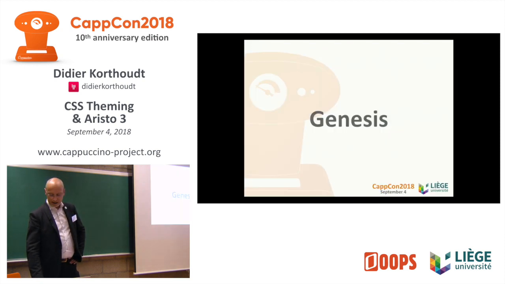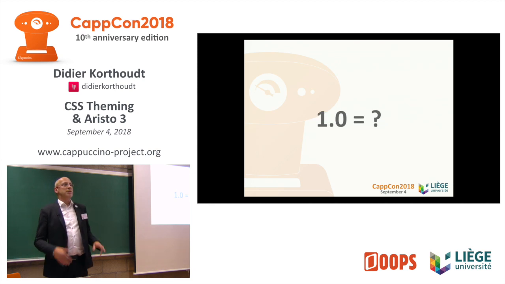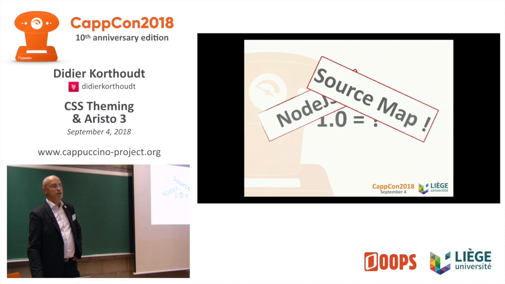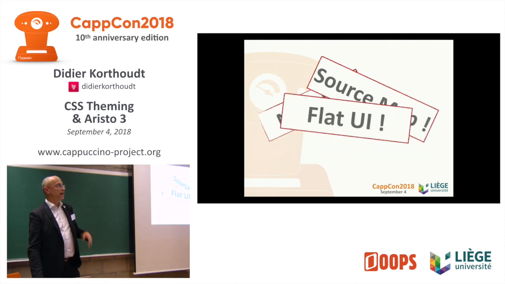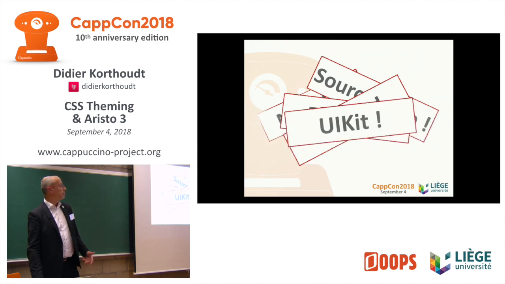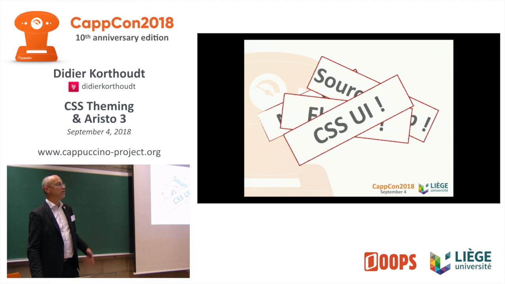So the genesis. Some months ago, we were chatting on Gitter about what should be in the 1.0 release. So many ideas came: Node.js, of course, source maps, a flat UI, CSS UI, UI kit also, but this one is to drop. Cappuccino is not made for that.